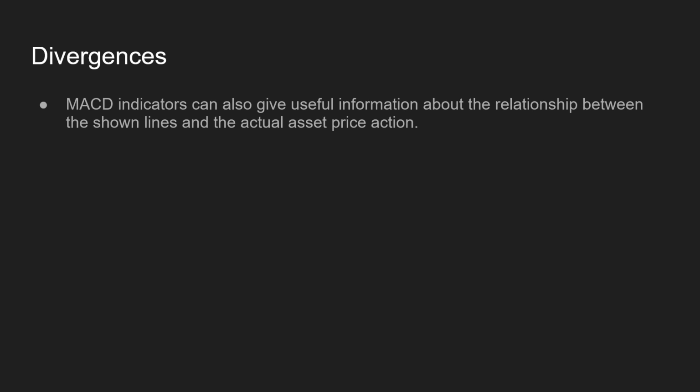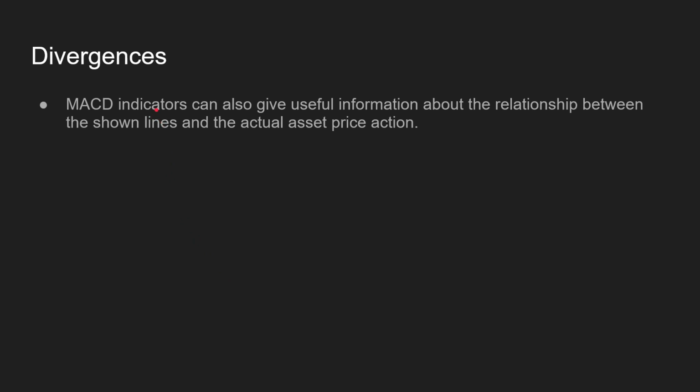So the next part of our lesson on MACD indicators will be about MACD divergences. MACD indicators can also give useful information about the relationship between the shown lines and the actual asset price action. In the previous examples with the crossovers and the histogram, we were looking solely at the MACD as a representation of what was happening on the chart.